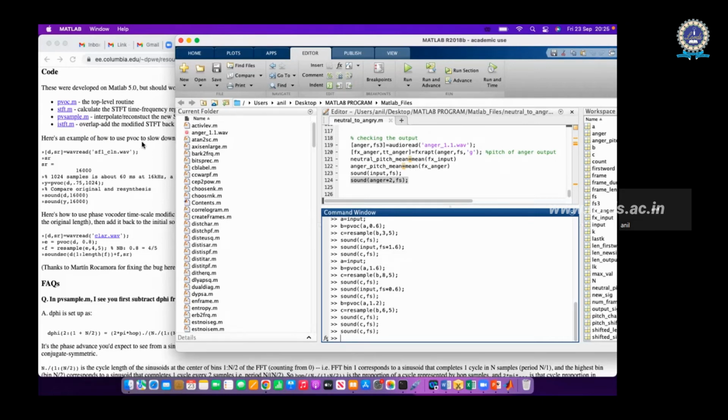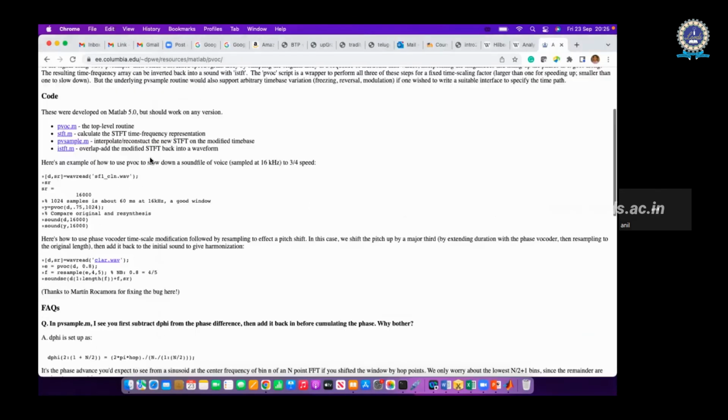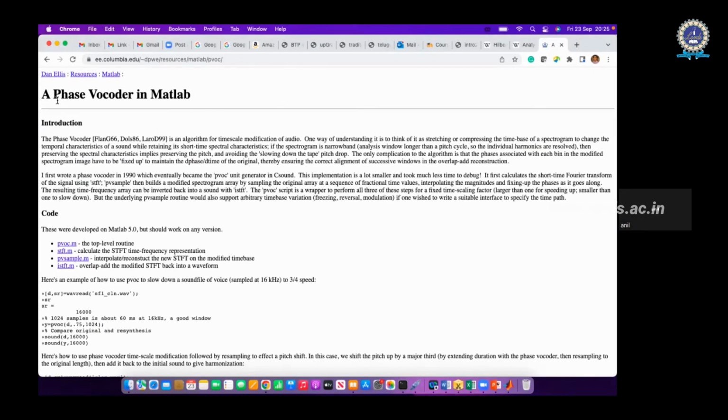Why it is called a phase vocoder means you are trying to replicate the magnitude spectrum. Let's say you want more duration, you repeat, or you want less duration, you discard. Accordingly, you have to change the phase and get back the signal. So that's why this is called a phase vocoder. Okay. So if anybody is interested in further things, just search phase vocoder in MATLAB. Okay, you will get it.